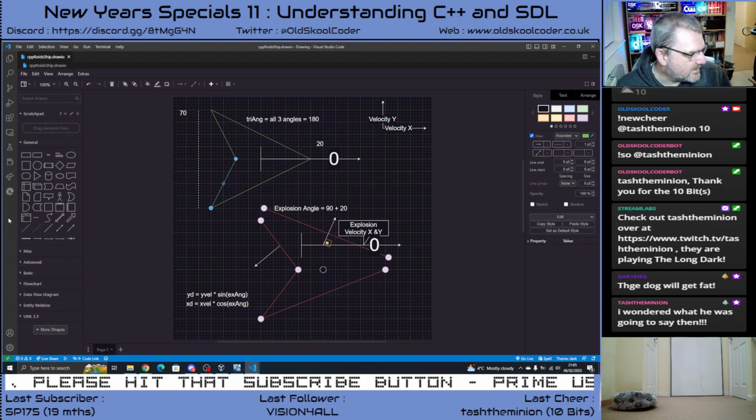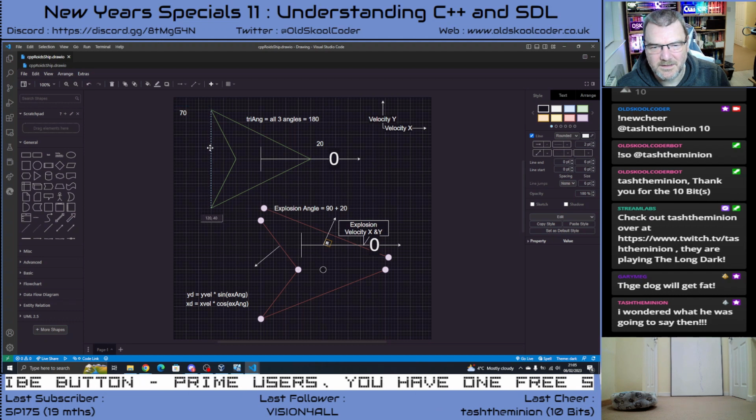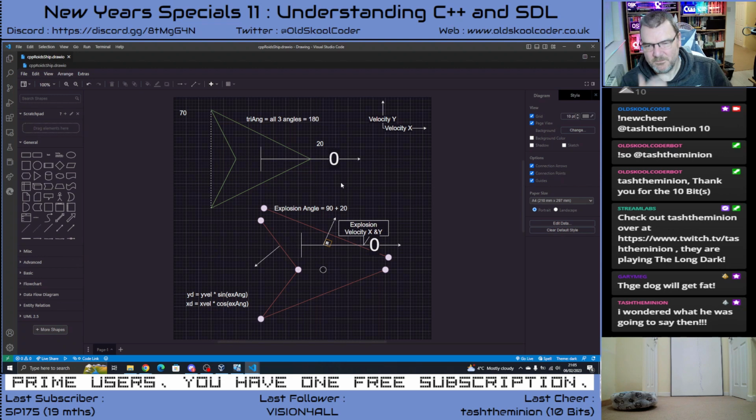And then the center one is 2. So 1, 2. Right, that is what the ship looks like. That is what the ship looks like in reality. There we go.